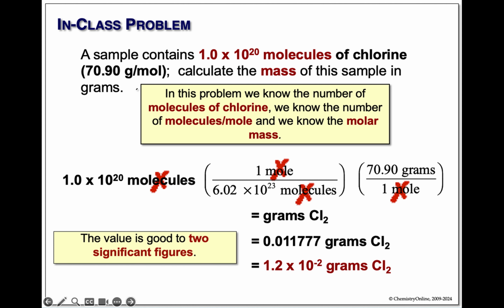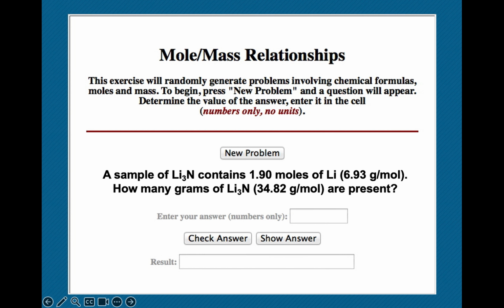All right, before we leave the realm of way too many calculations and get on to something that's a little more fun, let's just do a couple more of these guys. Lithium nitride contains 1.9 moles of lithium. How many grams of lithium do we have?